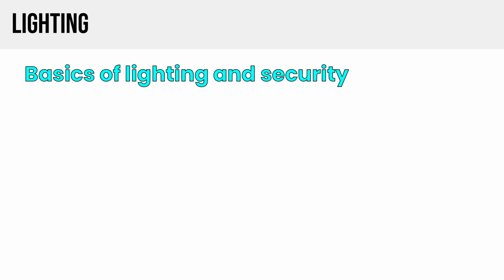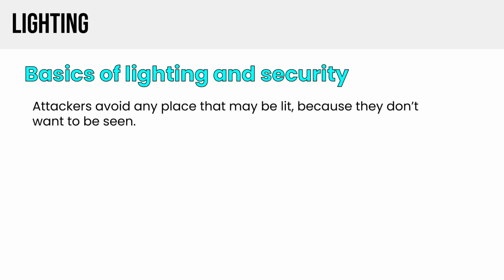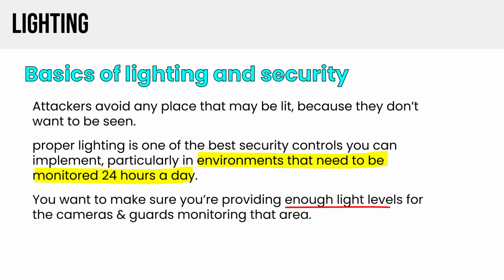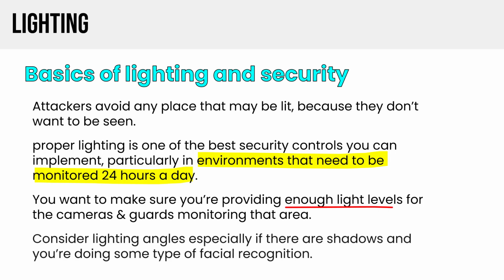Let's touch on the basics of lighting and security that I believe will be useful for the exam. Attackers will typically avoid any place that's lit because they don't want to be seen. So proper lighting is one of the best security controls you can implement, particularly in environments that need to be monitored 24 hours a day. And you want to make sure you're providing enough light levels for the cameras and guards monitoring that area. And consider lighting angles, especially if there are shadows and you're doing some type of facial recognition.